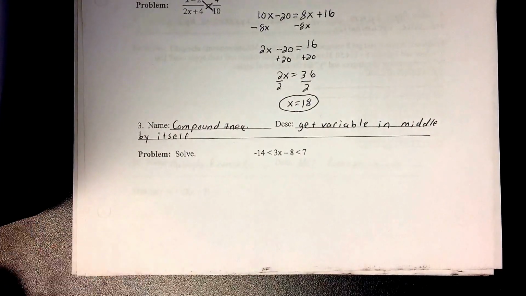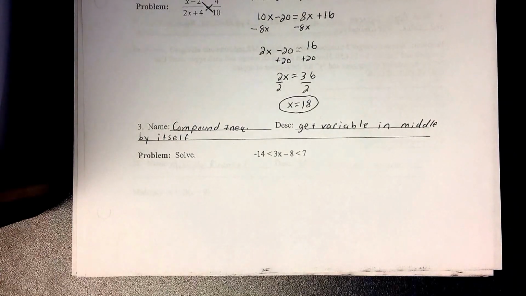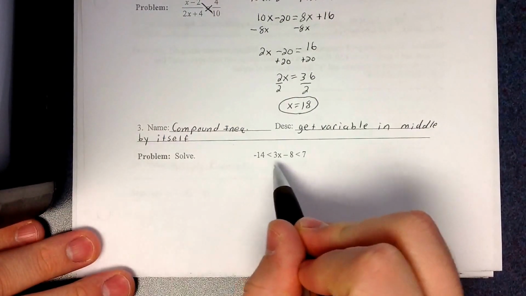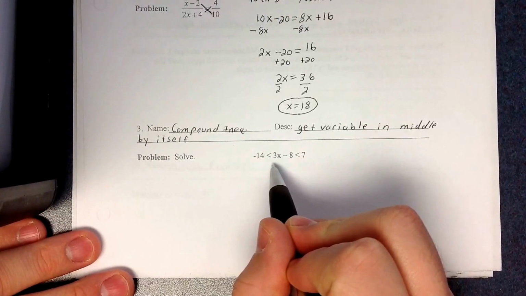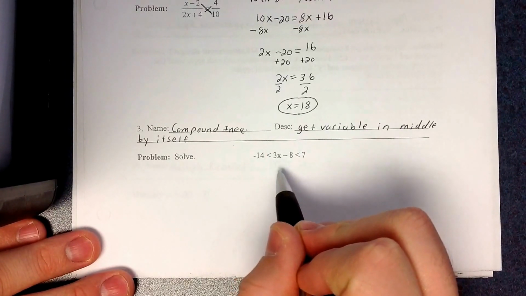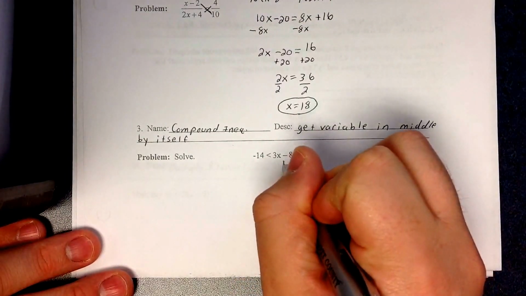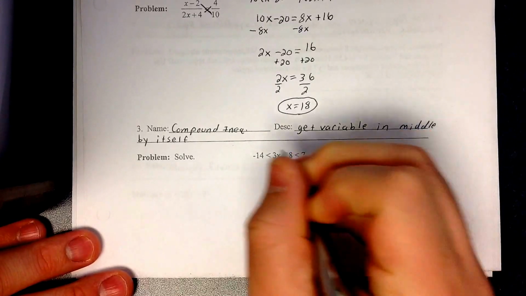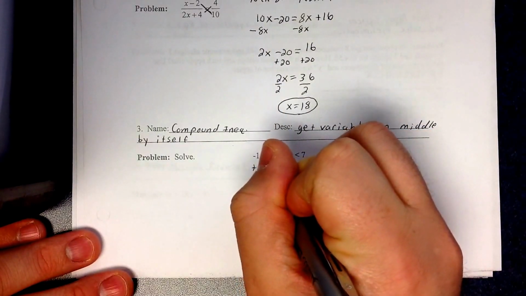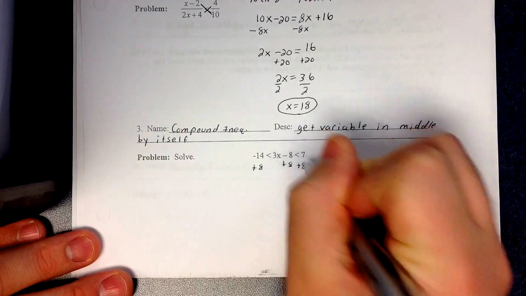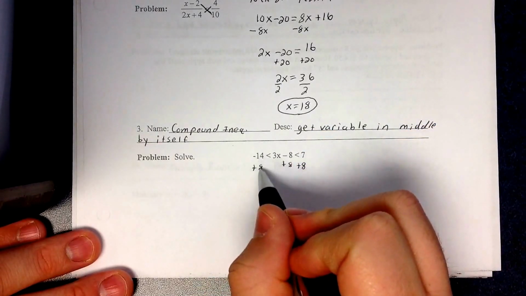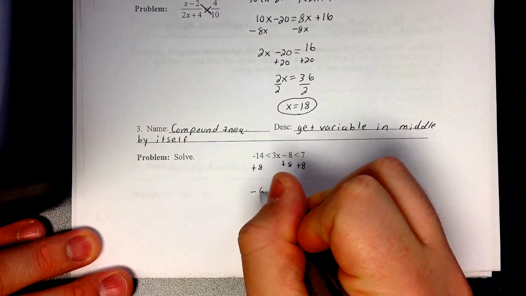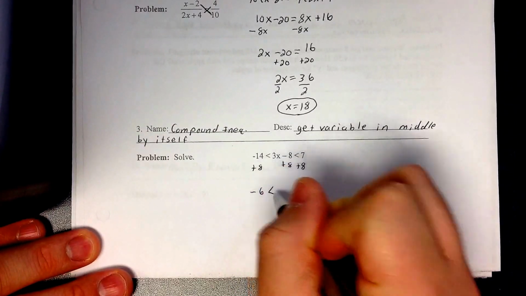Number 3 is a compound inequality, and our goal here is to get the variable in the middle by itself. So I look at what's in the middle, and the x is not by itself because of the 3 and the minus 8. So again, I've got to get rid of the minus 8 first. So I'm going to add 8 to the middle, the front, and the back. Negative 14 plus 8 is negative 6. Bring down the less than.